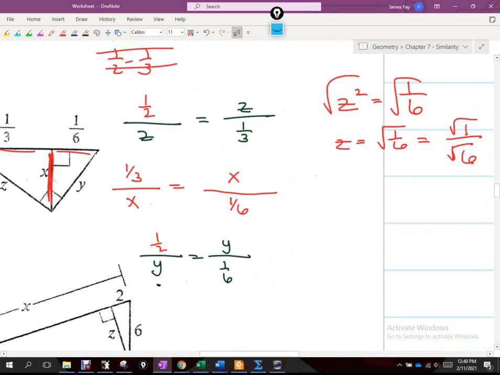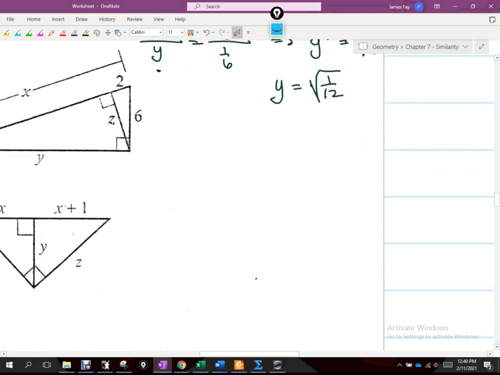So what do we get? Let's do this bottom one. I get y squared is equal to 1/12. So y will be radical 1/12.